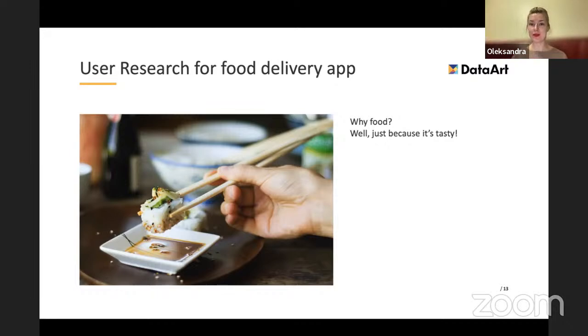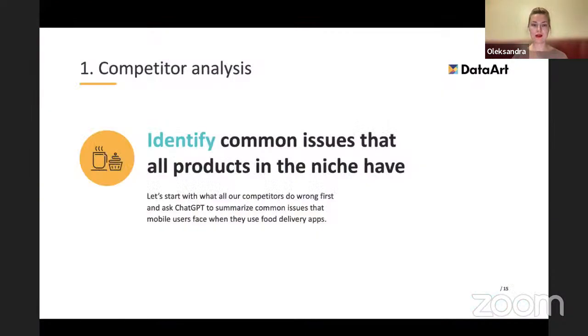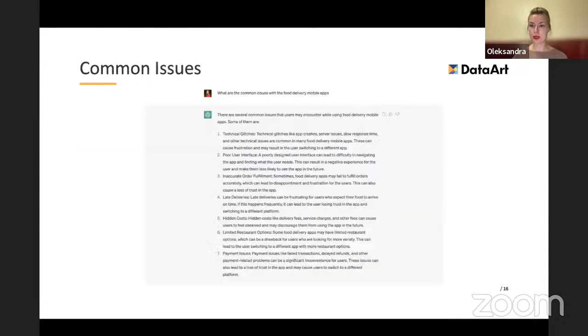And given all that, I've suggested user research for a food delivery app as our practice. And I believe that food is a good topic because it's tasty and everybody loves it. So let's start with the competitor analysis. The first thing that we need to do is identify common issues that all products in the niche have. So I'm making a request to ChatGPT, asking what are the common issues with food delivery apps.